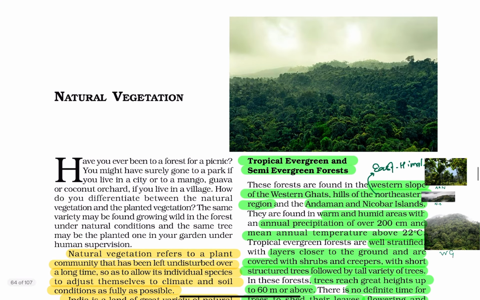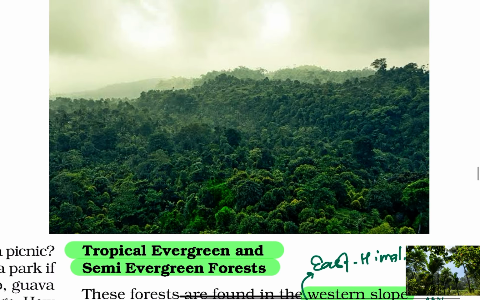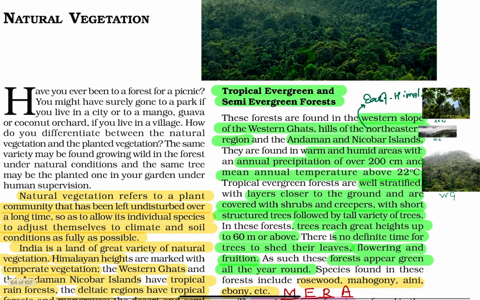So firstly, whatever you study, I'll refer you, you should look for the picture. As you can see, this shows the evergreen forest. These are the canopy. And as you can see, these are the forest. Now where do you find them?